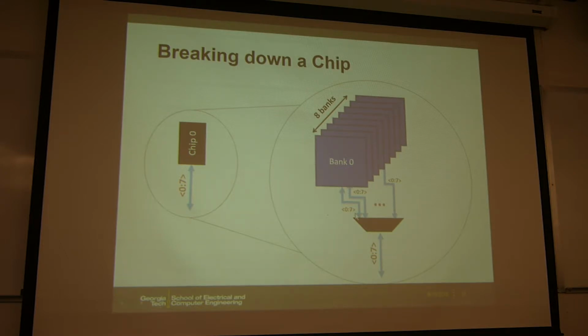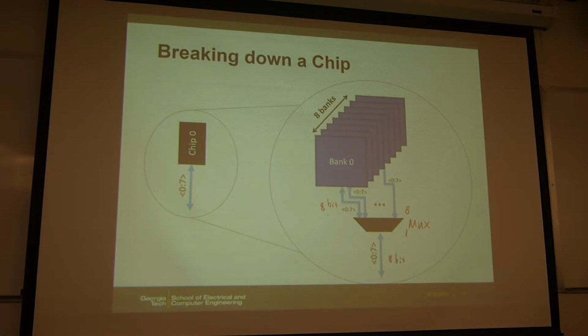In this example, we have 8 banks. And then, for example, these 8 bits from each chip can be coming from either of those 8 banks. So each bank, for example, gives you 8 bits. Again, you need to have a mux. This is an 8 to 1 mux to select which bank you will get the data from. Okay, so this is a hierarchy.